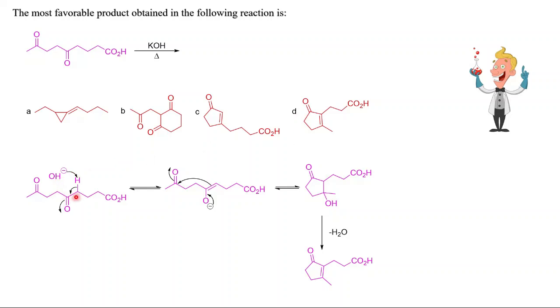So this is a ketone, this is also a ketone, and this is a carboxylic acid. So this proton is more acidic, and so this OH will take this proton and form an enolate. That enolate will then attack this carbonyl group and a 5-membered ring will be formed here. So now this OH and there is a hydrogen here, that will eliminate water and give this product.